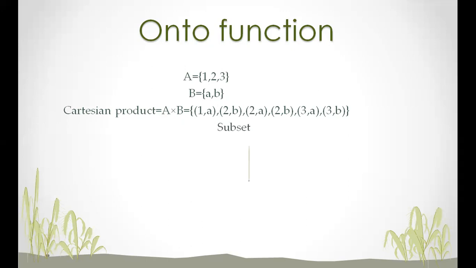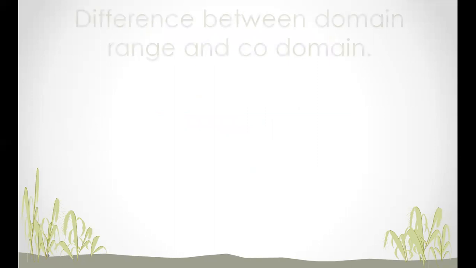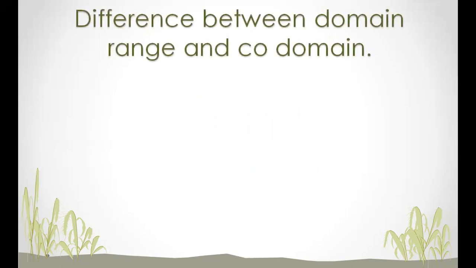Next we write a subset. A relation may be a function or not. Before learning onto function, we have to know about relations, and we have to know the difference between domain, range and codomain. These are the three basic and important definitions of group theory, and without understanding them, we cannot learn higher topics of group theory. So learn these topics attentively. What are domain, range and codomain?